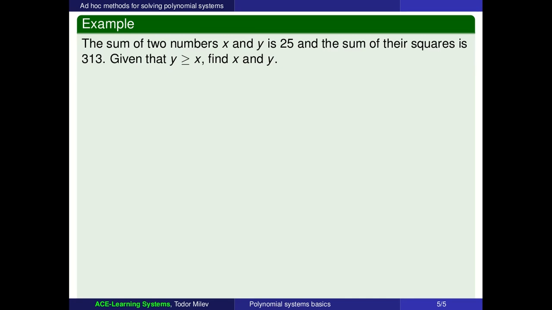Our first step in the solution is to express the text of the problem into a system of polynomial equations. The first thing we notice is that our two numbers are given names, x and y. Second thing we notice is that the sum of x plus y is 25. Next, we notice that the sum of the squares of the two numbers is 330. That means that x squared plus y squared is equal to 330.